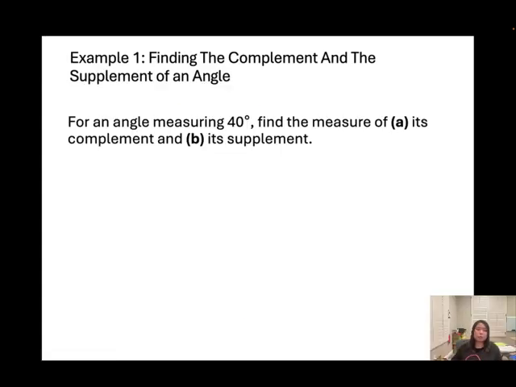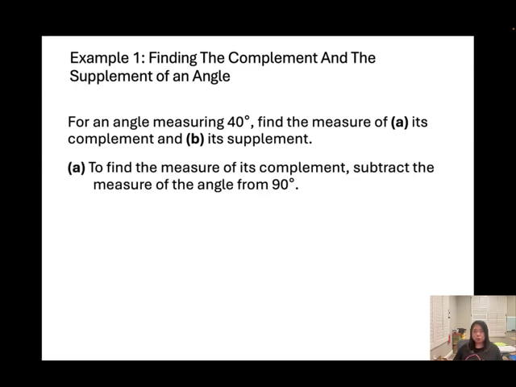Let's try to do example 1. Finding the complement and the supplement of an angle. For an angle measuring 40 degrees, find the measure of its complement and its supplement. Okay, for part A, if I want to find the complement, it means when two angles are added up, that will be equal to 90 degrees. So now I have one of the angles, that's 40 degrees. We're gonna subtract the measure of the angle from 90 degrees. Complement of 40 will be equal to 50.